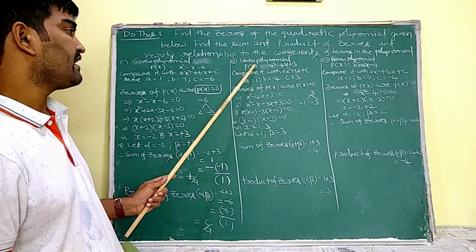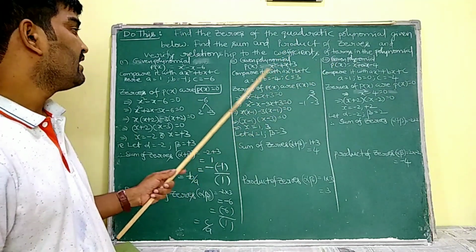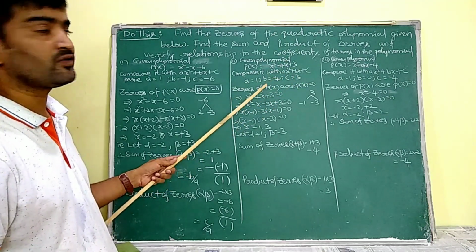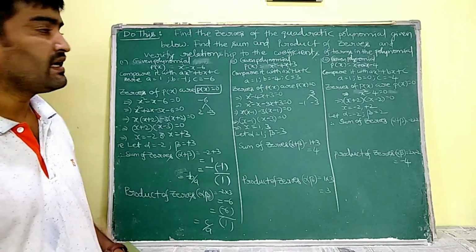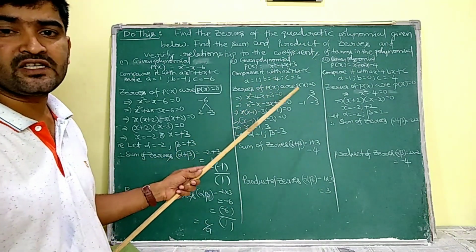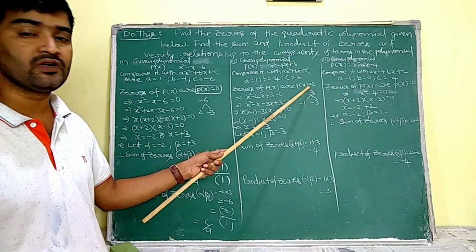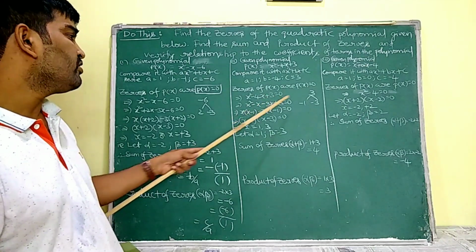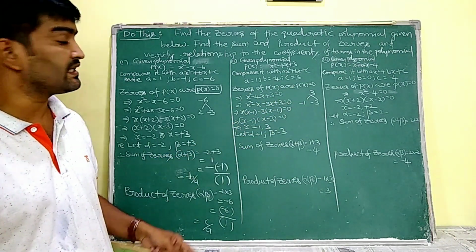Similarly, in the second question, p of x is equal to x square minus 4x plus 3 is given. Firstly, we have to compare this with ax square plus bx plus c. By that we write a value as 1, b value as minus 4 and c value as 3. Then we are going to calculate its zeros. To calculate zeros of any polynomial, we must equalize it to 0. By equalizing it to 0, we split this 3 into 1 times 3, that is 3 into 2 times minus 1 into minus 3.